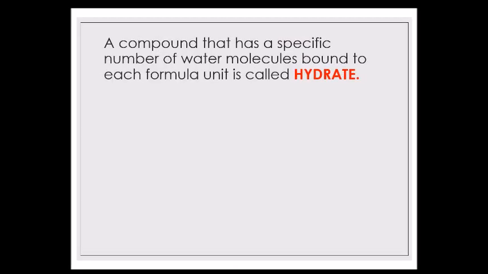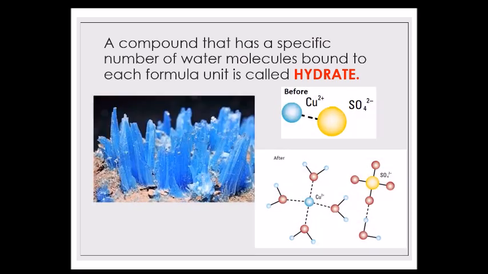All right, so remember the hydrate is an ionic compound that has water molecules bound to it. And they're usually pretty colorful crystals, like so. These are the copper 2 sulfate pentahydrate crystals. They're pretty blue. And if you notice on the diagram, once again, before, you just have your copper ion and your sulfate ion. But in the after here, you see the waters, which are these H2Os here. They have all attracted in. 4 of them are attracted to the copper, and 1 of them over here is attracted to the sulfate into the ionic compound's structure, into its lattice.